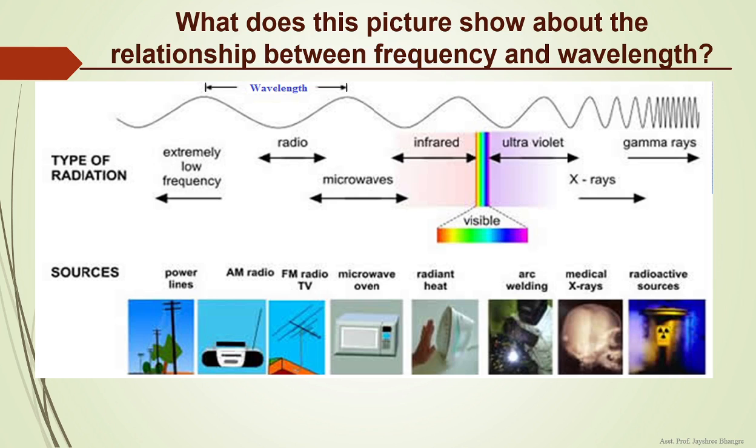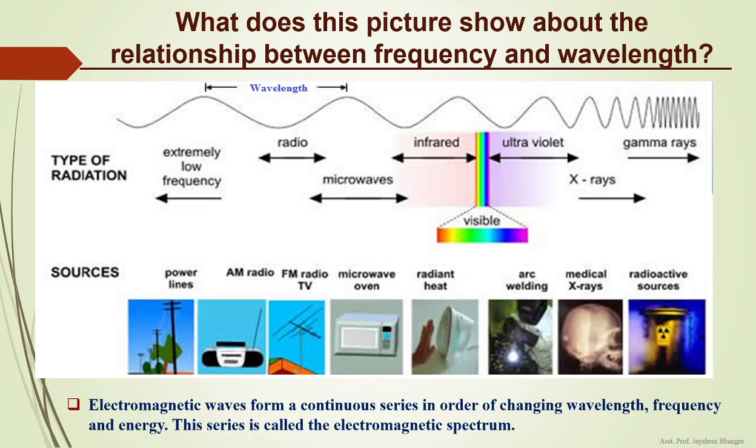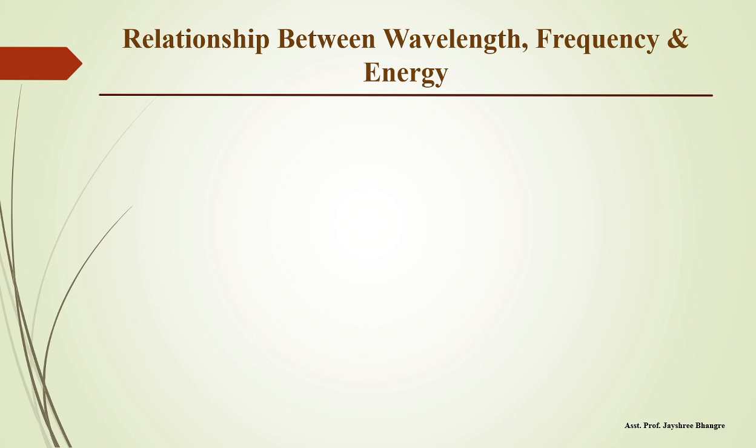So as frequency increases, wavelength decreases, and as wavelength increases, frequency decreases. So they are inversely proportional to each other. The electromagnetic waves form a continuous series in order of changing wavelength, frequency and energy, and this series is called the electromagnetic spectrum.